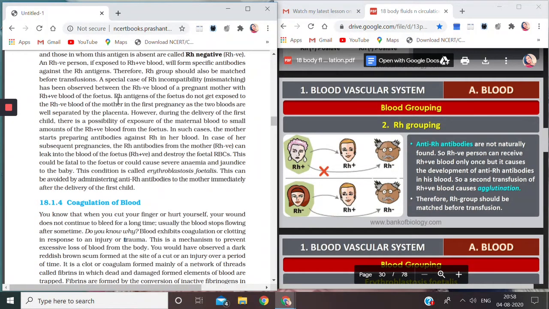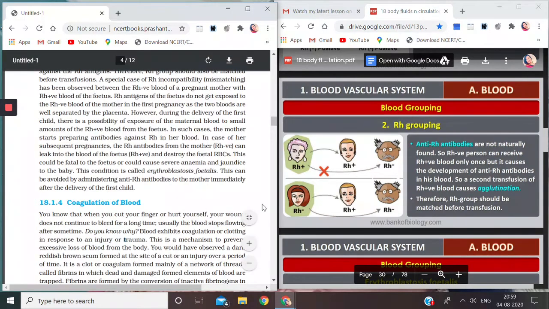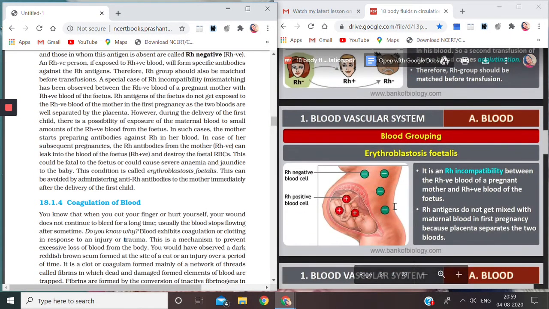at the time of delivery of the first child. So as soon as the delivery is done, the mother should be given an anti-Rh antibodies injection so that her body does not make any antibodies. Now, if this injection is given to the patient, the body will not make any antibodies against Rh factors and there will be no issues or problems in the further pregnancies. So I hope I am clear.